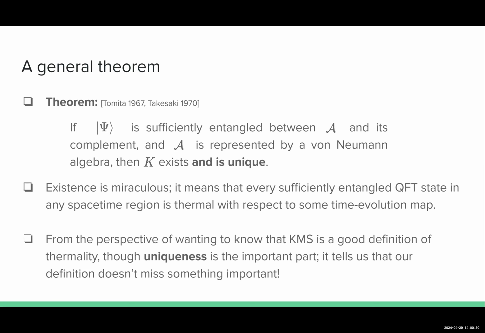But actually, for our purposes, uniqueness is the important thing. Because all we wanted to know was whether or not we had picked a good definition of thermality in the continuum. We took one property that was satisfied by thermal states on the lattice and we exported it to the continuum. If we know that we have a unique structure coming out of this, then our definition is good enough. We couldn't have picked anything else that would have restricted this definition further. We are necessarily capturing everything important we wanted. All right. So that's the justification for why we should think about this KMS condition.